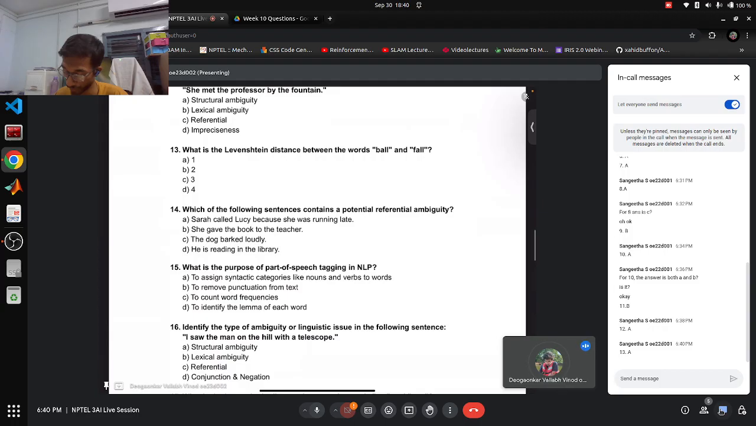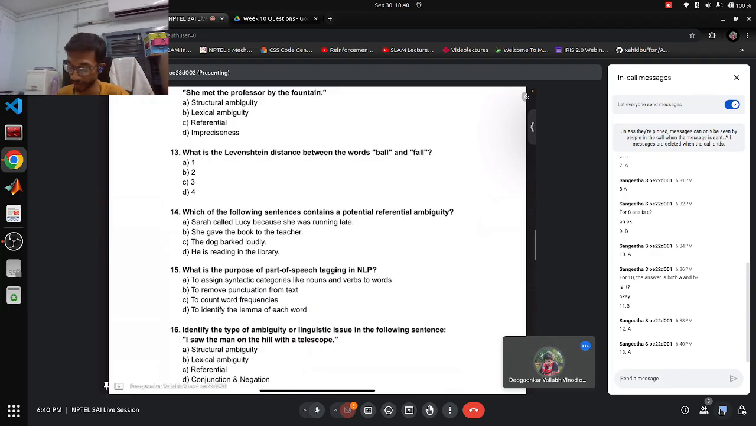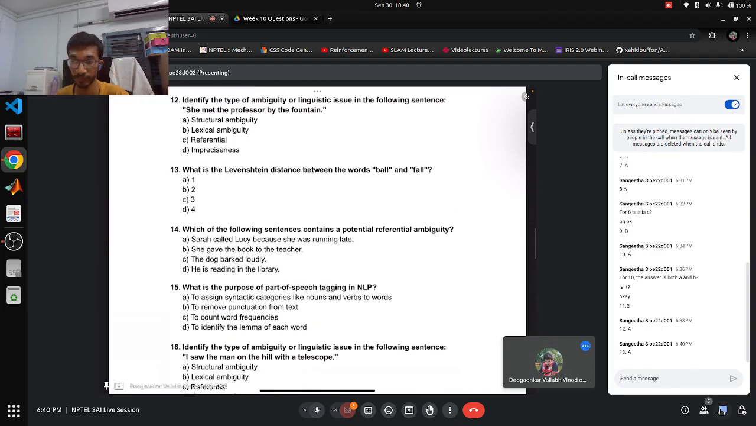Yes, for the 13th question, the Levenshtein distance between the words ball and fall is just 1, because B and F just need to be substituted, and it is just one single operation. So the answer is A, 1.